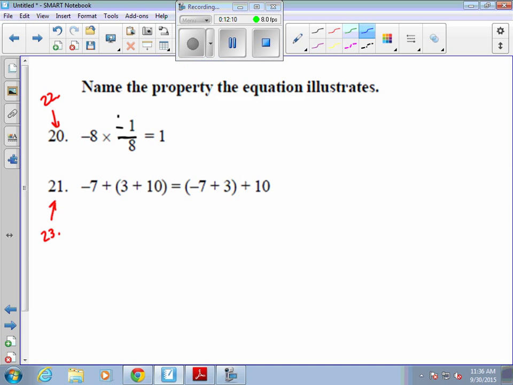Number 20 and 21 were 22 and 23 on the other version of the test. You name a property for each of these. Number 20 is the one that's a little bit funny because it's negative 8 to begin and then it becomes 1. So what do you need to multiply negative 8 by to become 1? Or what do you need to do to cancel it out in the problem? That is the inverse property. Inverse. Because remember, multiplying by a number is the same thing as dividing. Dividing by a number is the same thing as multiplying by its reciprocal.